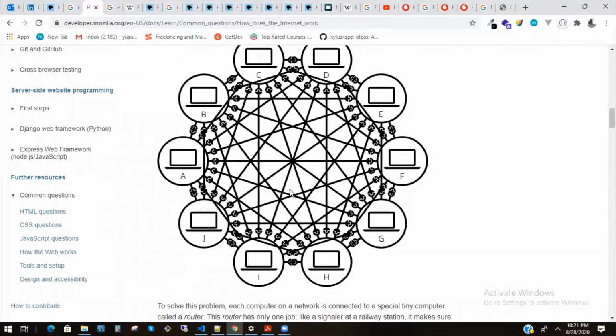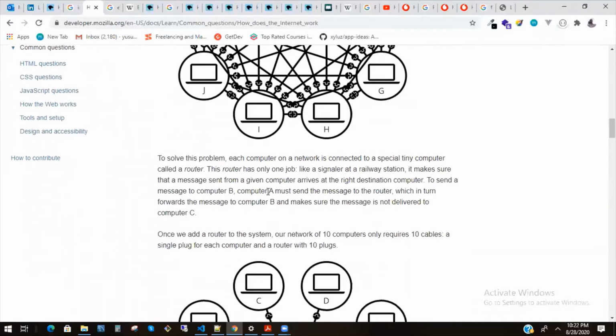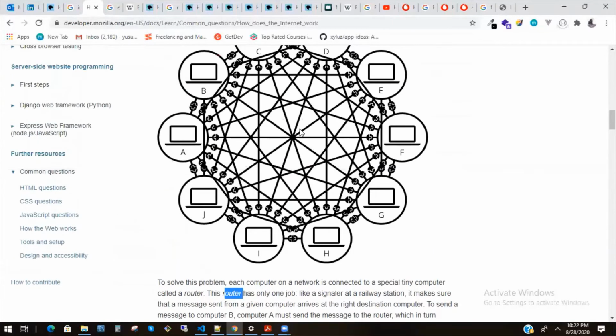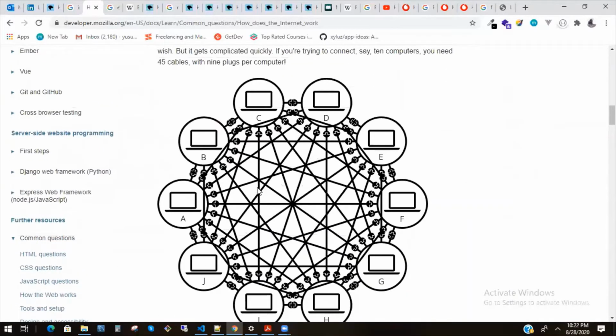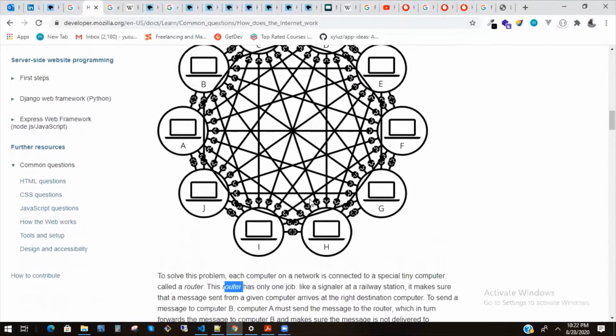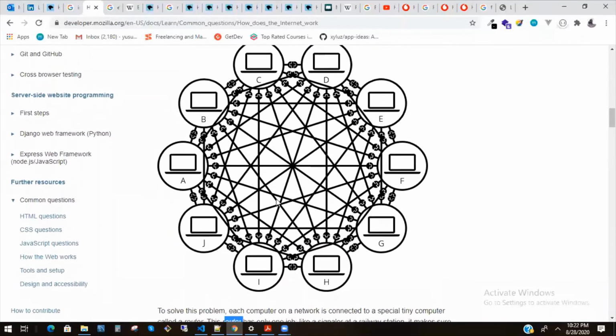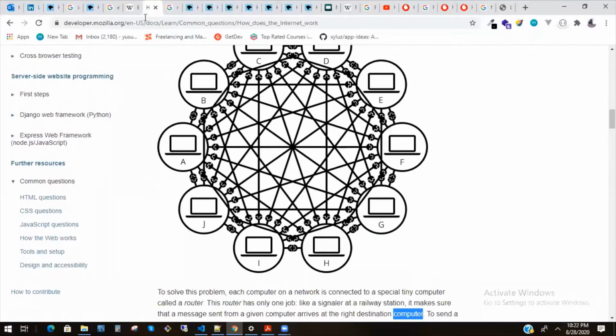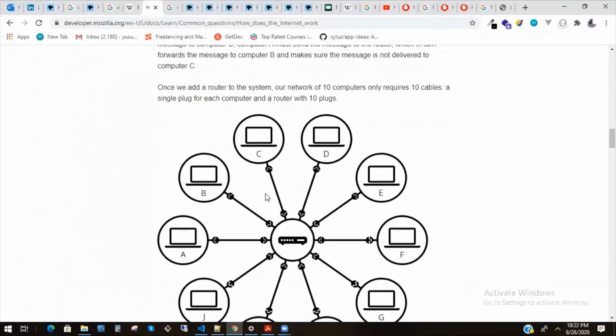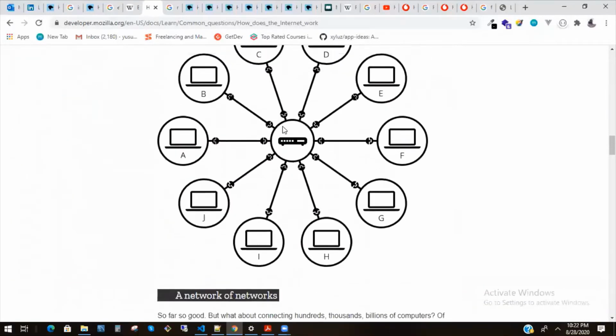To solve this, we use what we call a router. A router's job is to route, let me put it that way. That's better. It will route information from one cable to another cable. So basically, when you use a router, this is what you get.